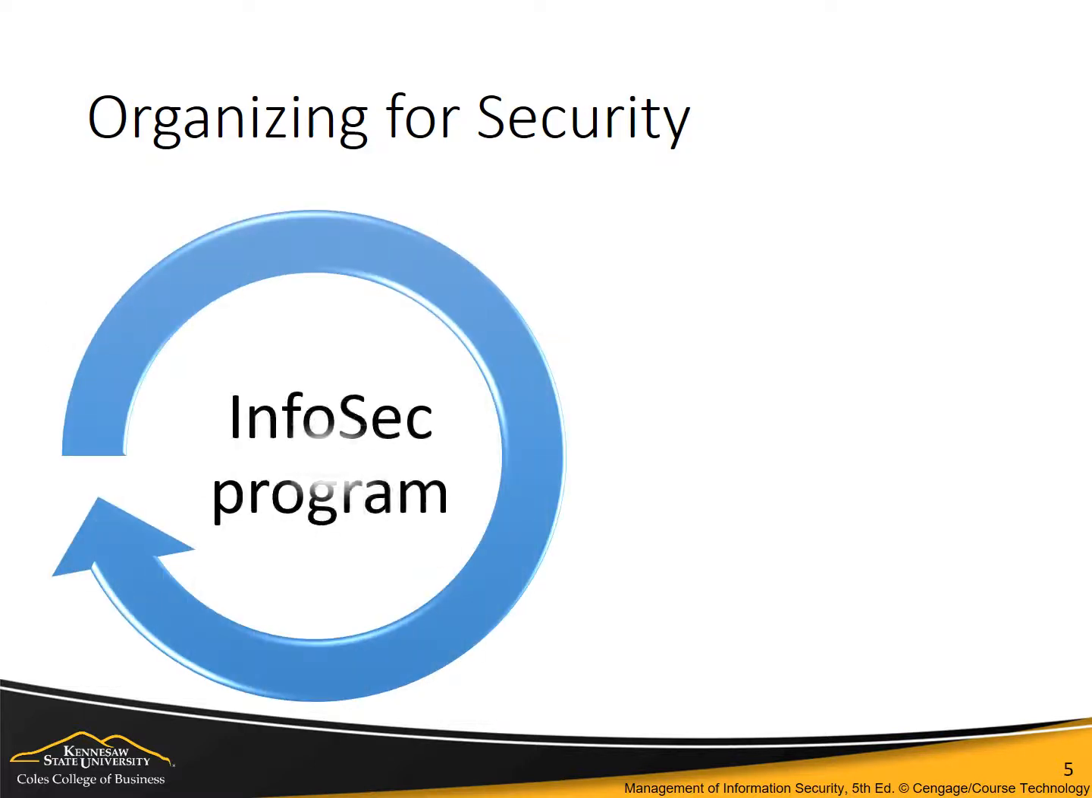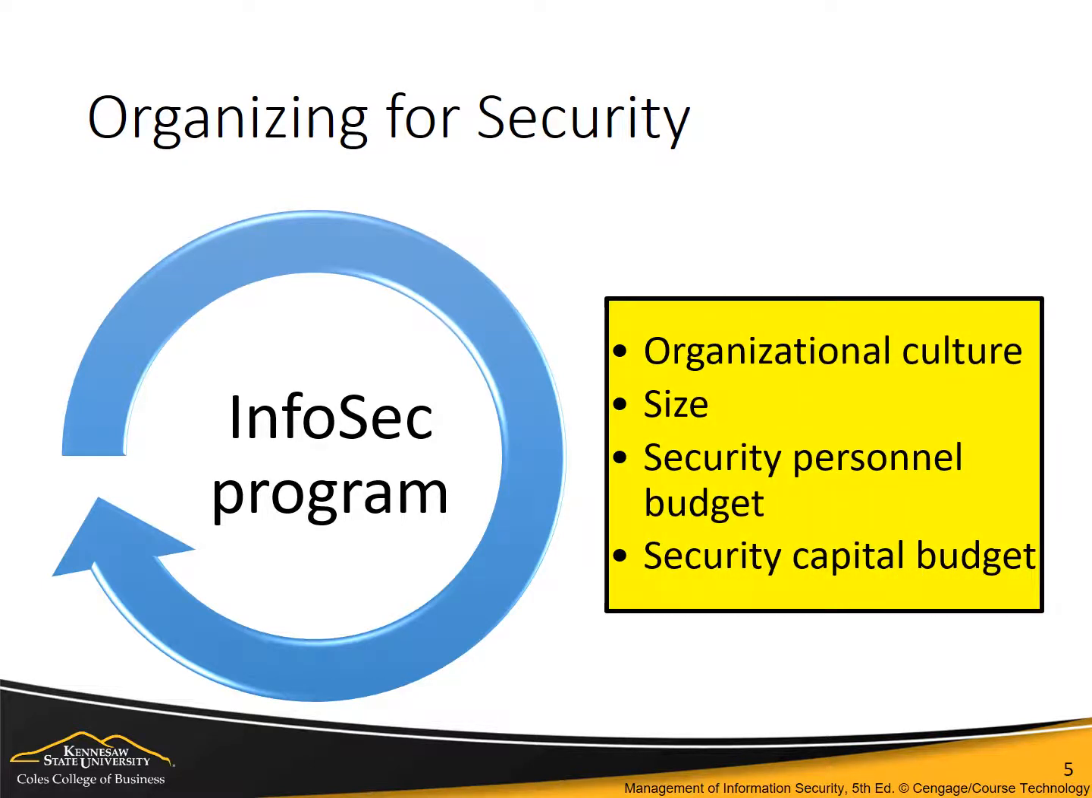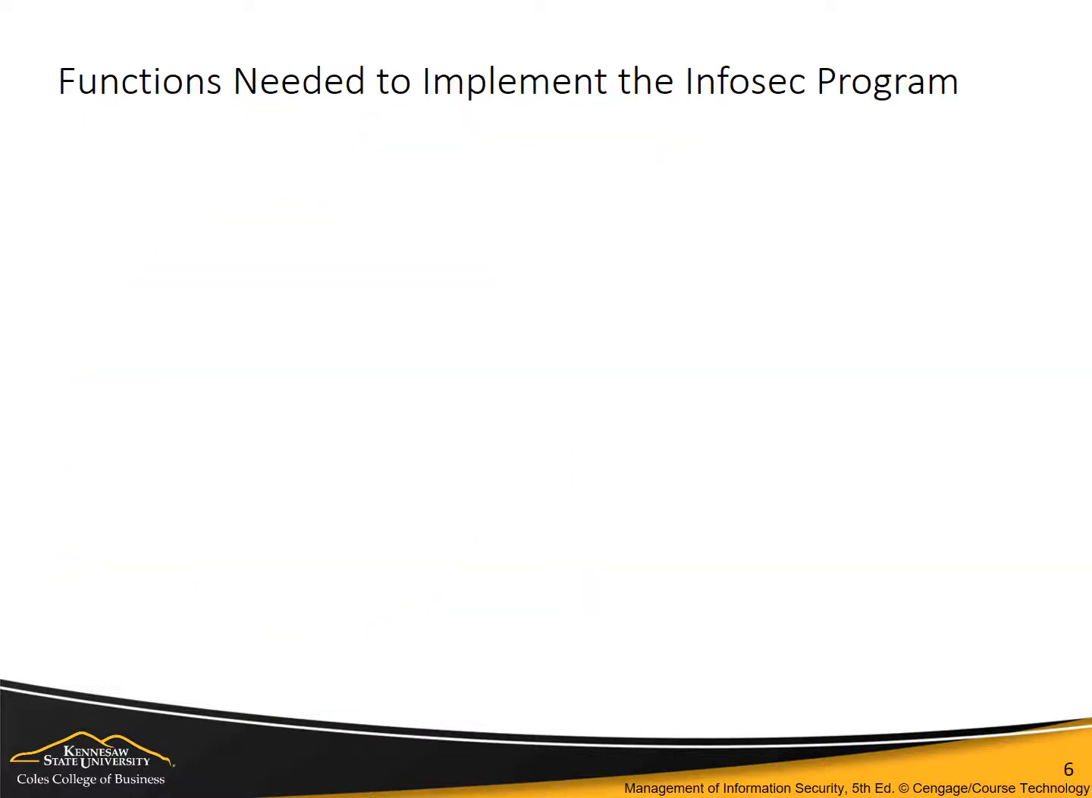The term information security program is used to describe the structure and organization of the effort that strives to contain risk to the information assets of the organization. Among the variables that determine how to structure an infosec program are organizational culture, size, security personnel budget, and security capital budget. When implementing an information security program, it's important to understand and include all of the functional areas. Functions needed to implement the infosec program include: risk assessment.